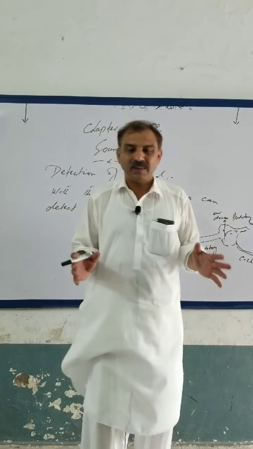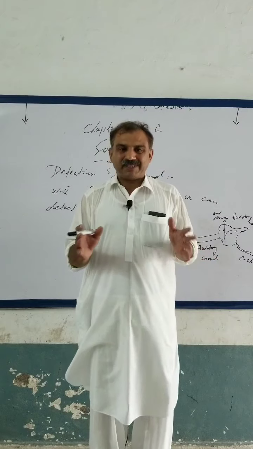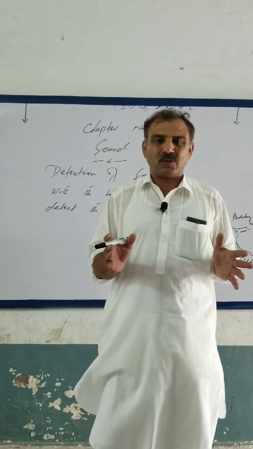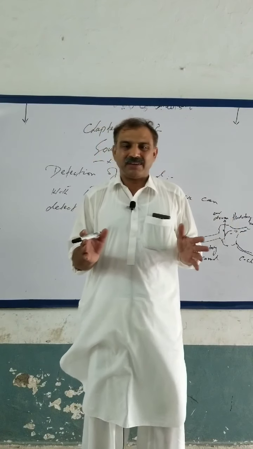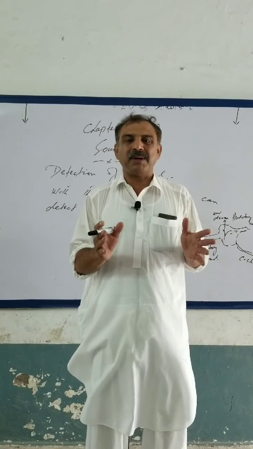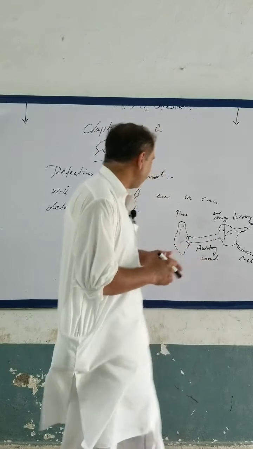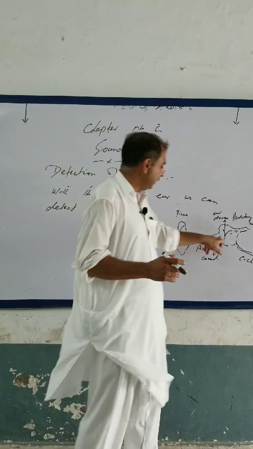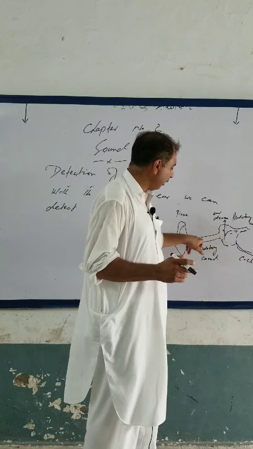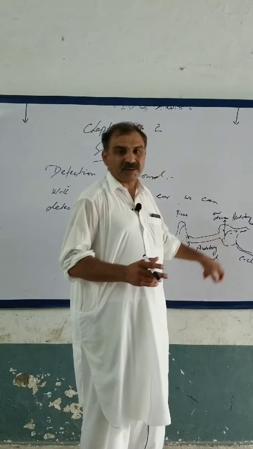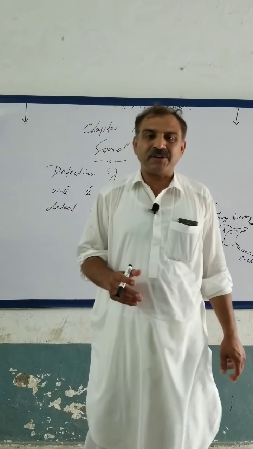So that person will be called a patient of the ear. We can say that this person is unable to hear sound very clearly. So what is the reason? The reason is that there is a problem in the auditory canal from foreign bodies, as well as the eardrum.